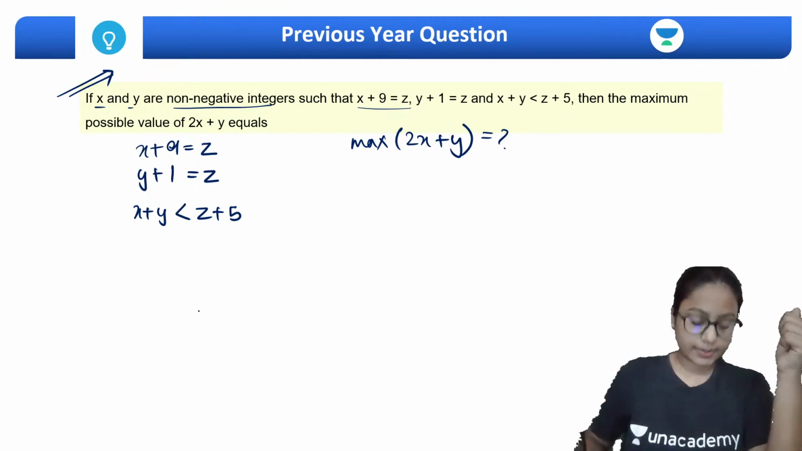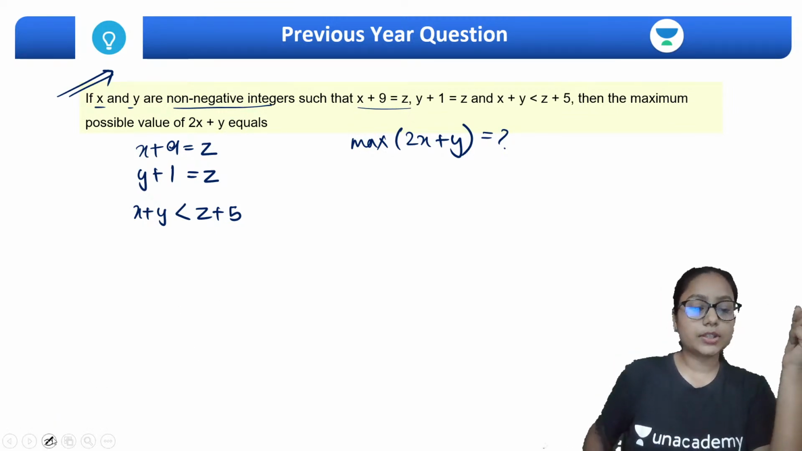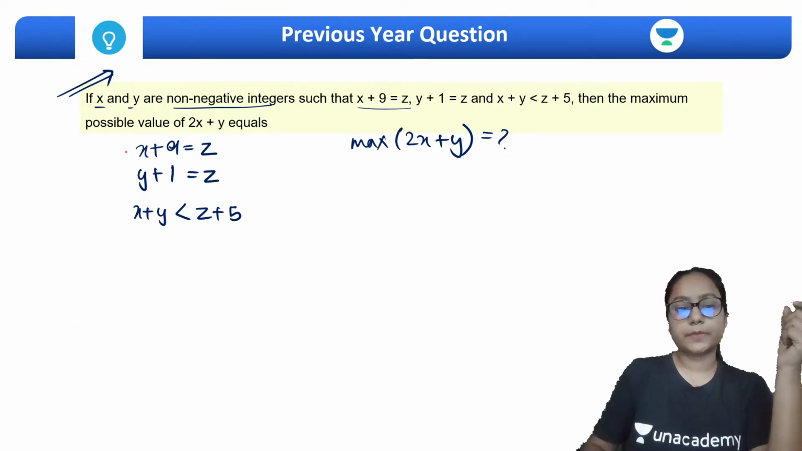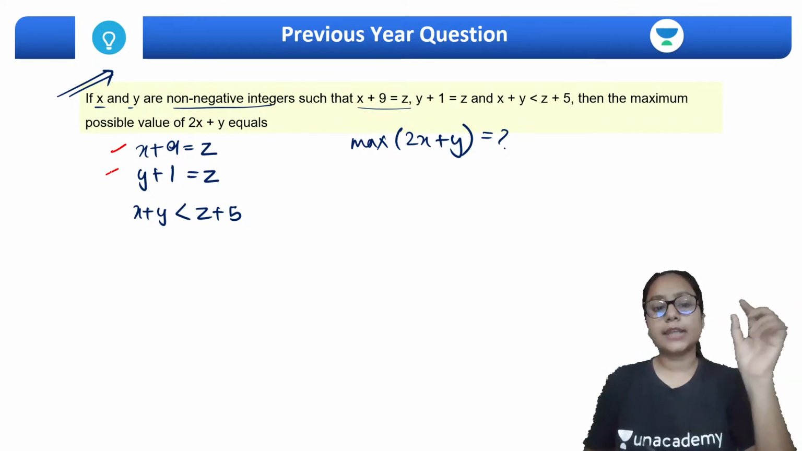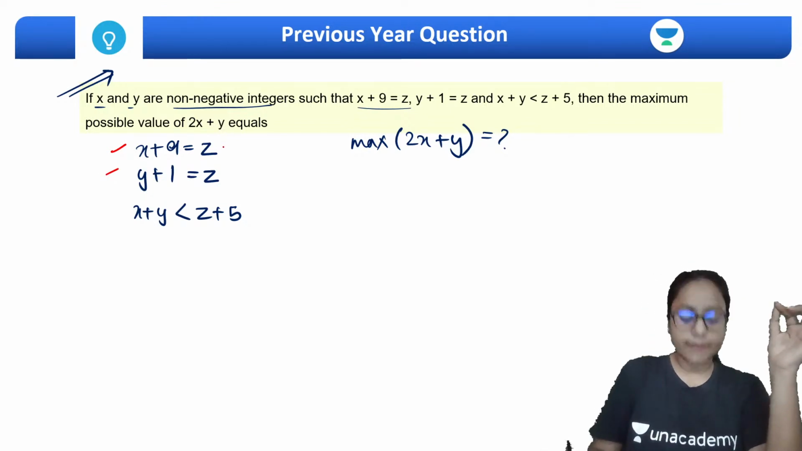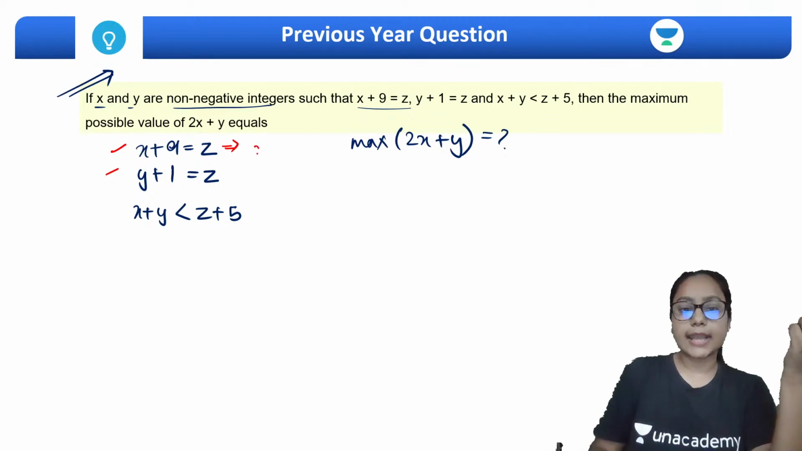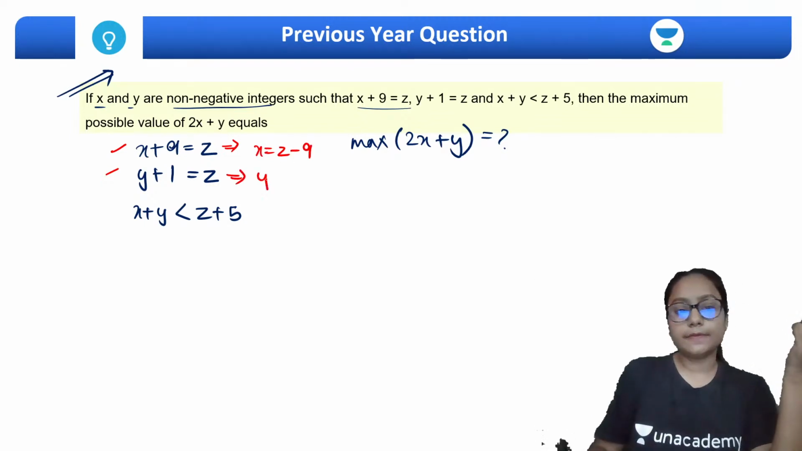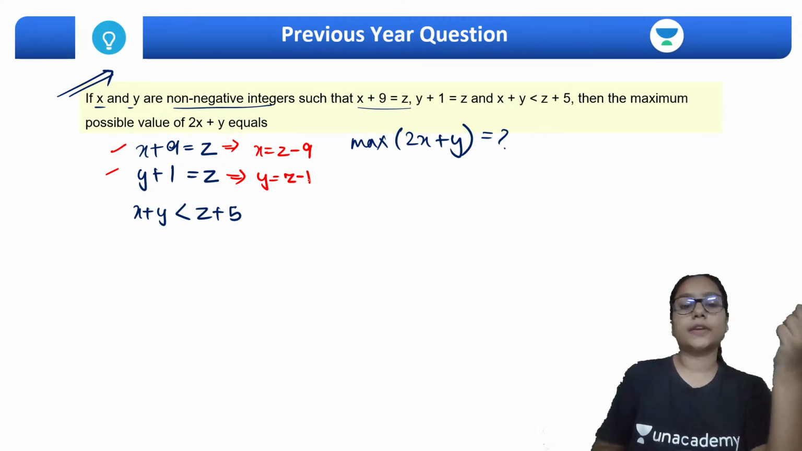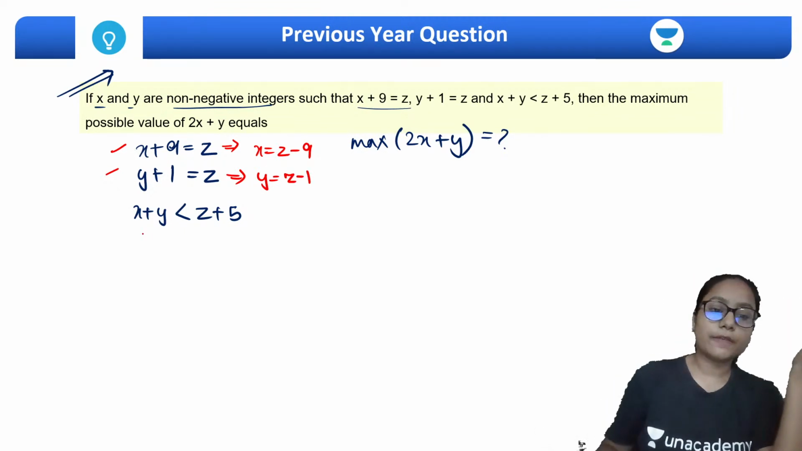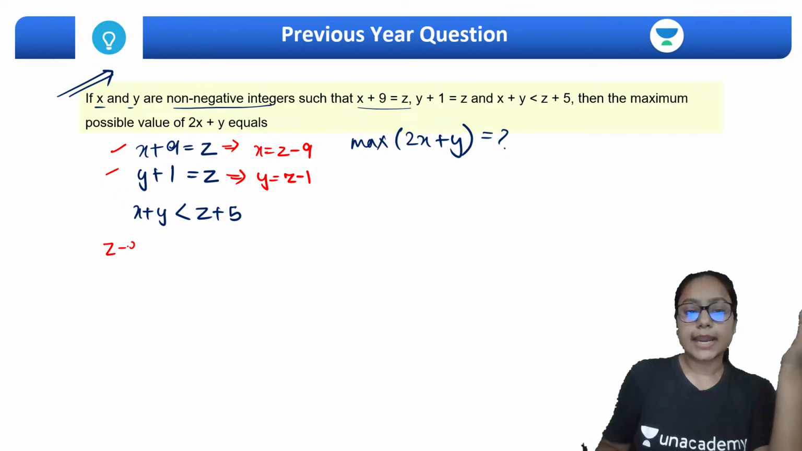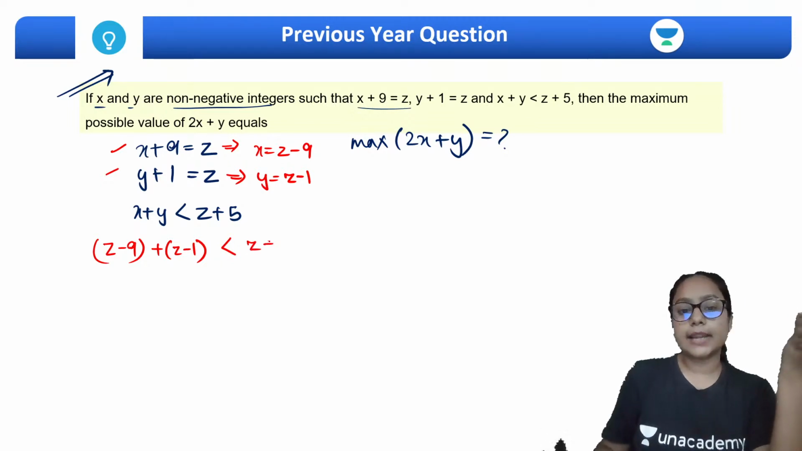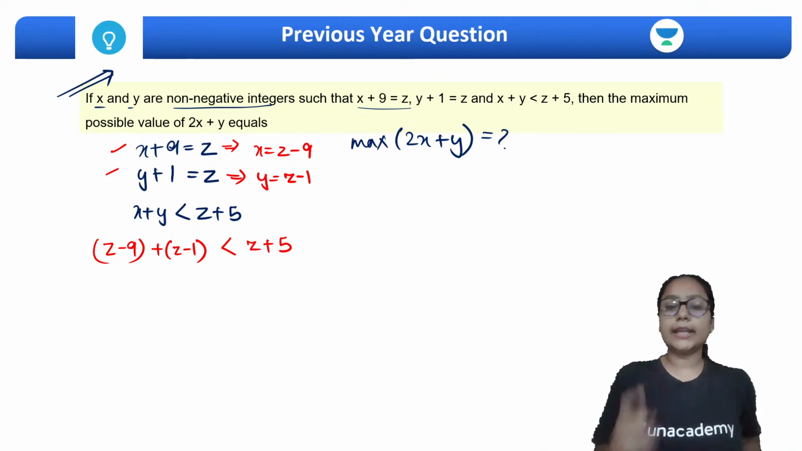Okay. See, in this question, you have two equations, x and y, right? So from here, I can get the value of x and y. What do you get? x is equal to z minus 9, and from here, I can write y is equal to z minus 1. Okay, what is the value of x plus y? It was z minus 9 plus z minus 1 is less than z plus 5, right? I get this from here.